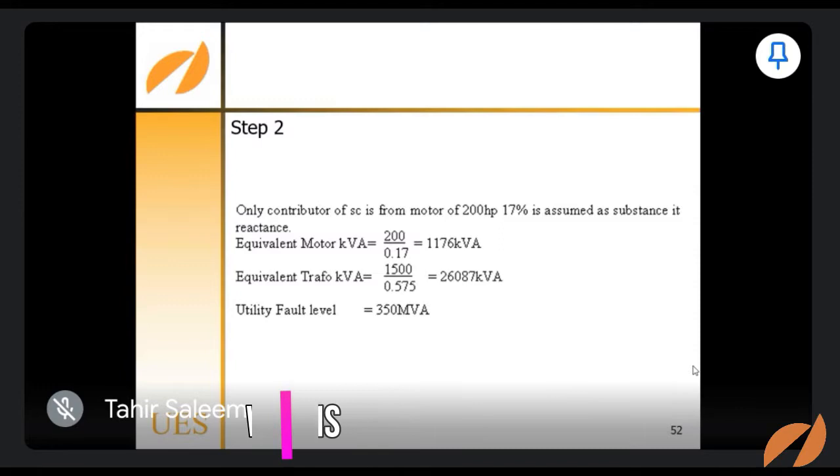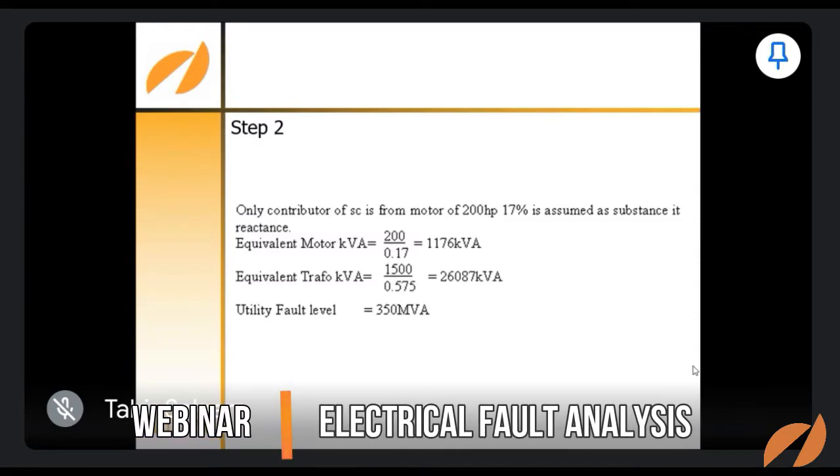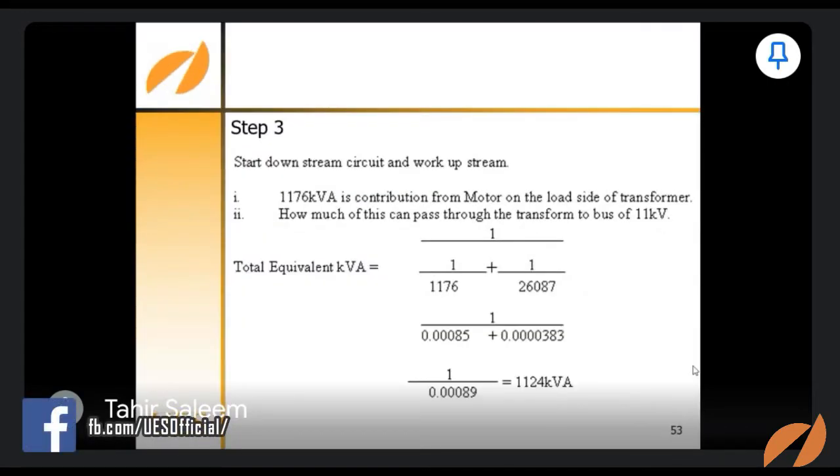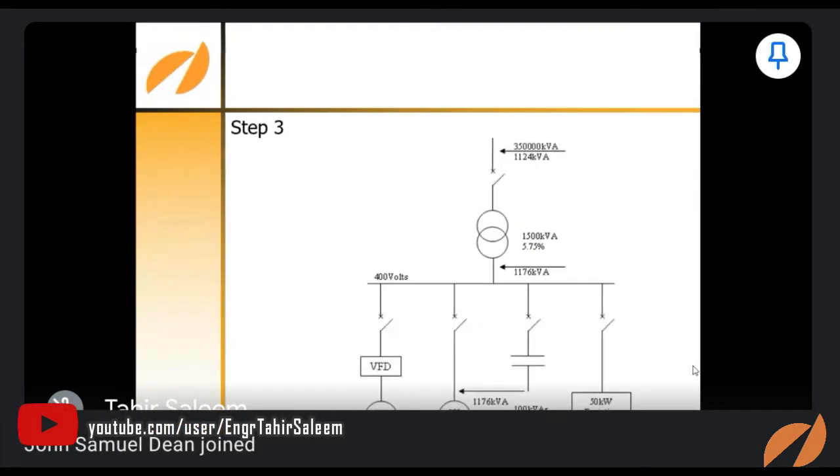This is also calculated in the same way. For generators, we take the sub-transient as 15%, and the motor is assumed to be 17% in this method. The utility fault level is taken at 350 MVA in this example, whereas in Pakistan you can have 350 to 500 MVA fault level of the utility company. For the short circuit, you can calculate it because in the kVA method, series values are reciprocal and parallel values are added, and you can calculate these currents accordingly.